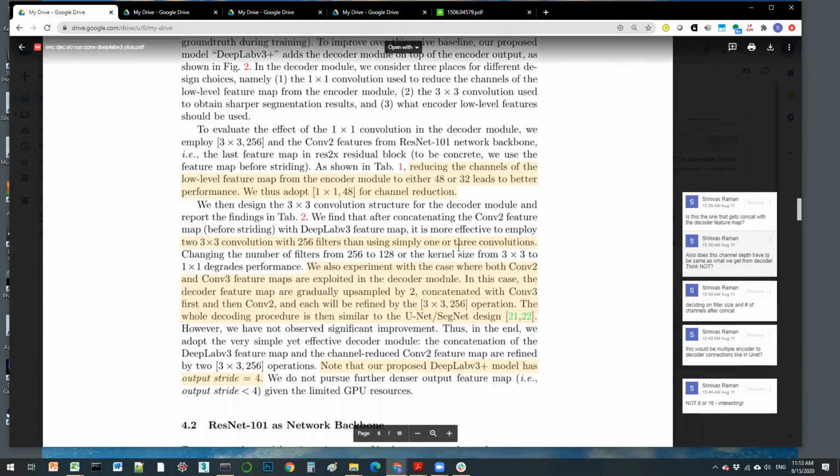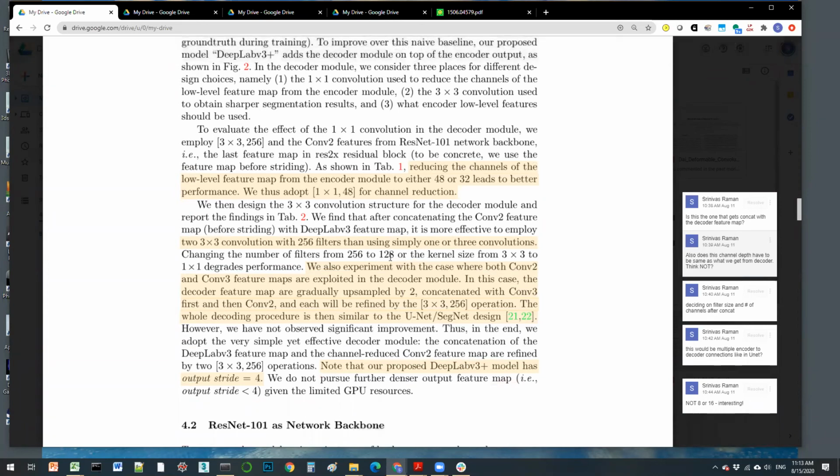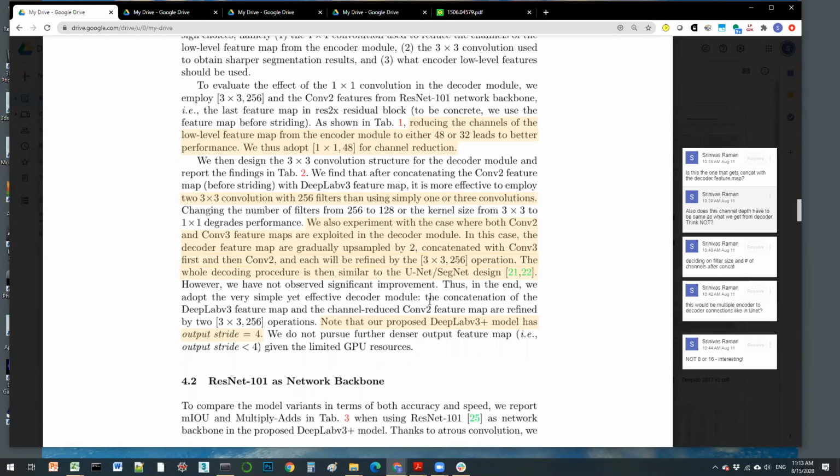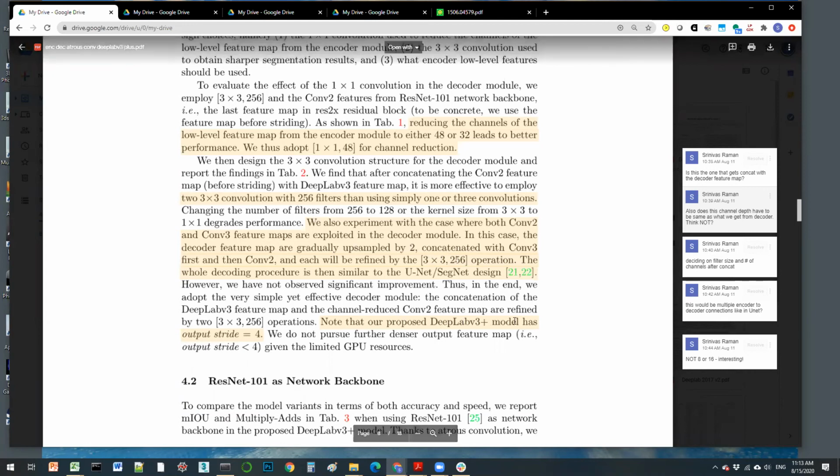And they play around with different aspects of the decoder and how many filters to use, and should they use a single 3x3 or multiple 3x3s, and so on and so forth. And eventually they come down to one conclusion, that is the output stride is 4.